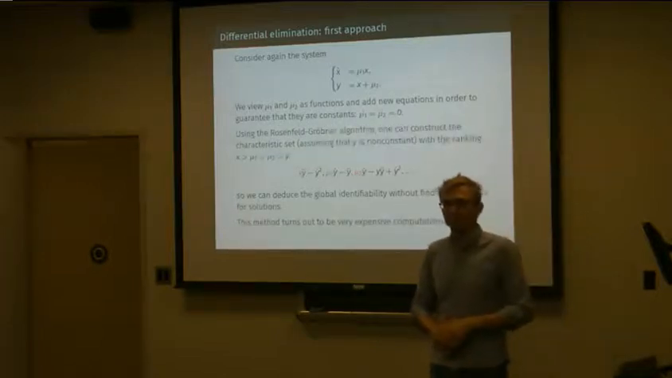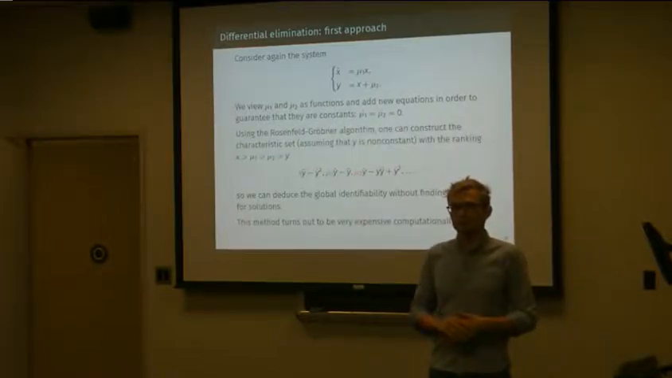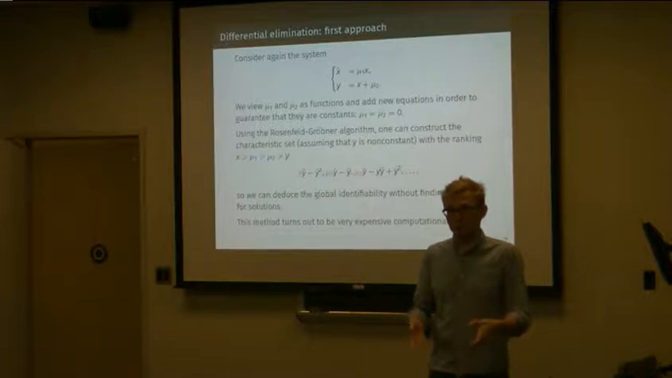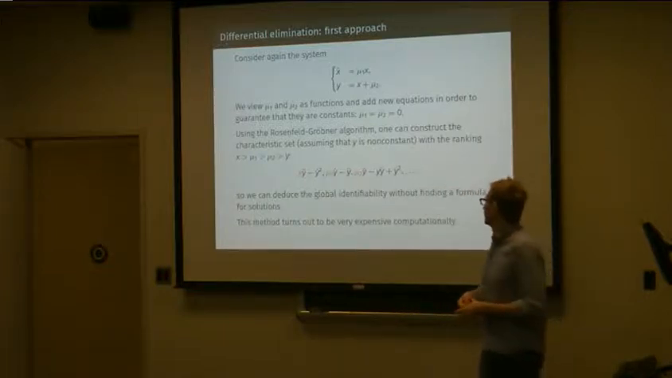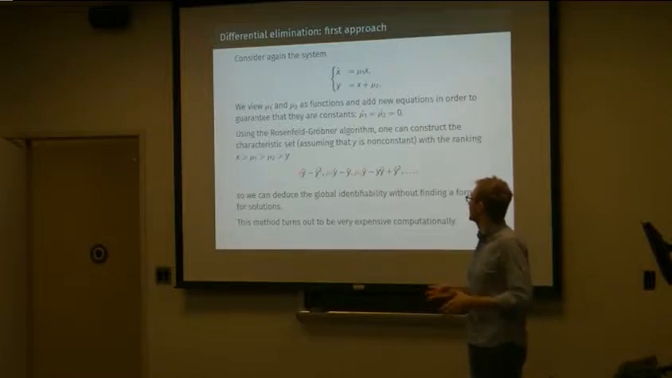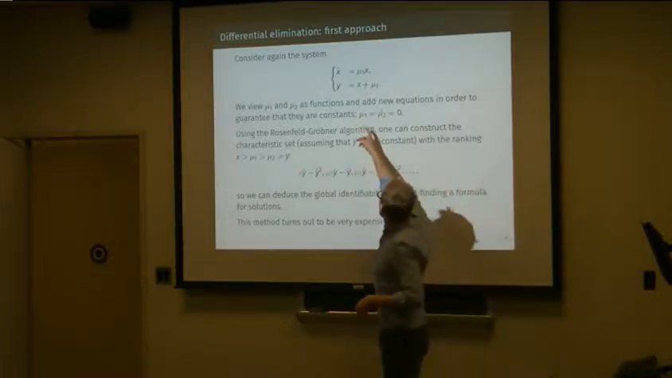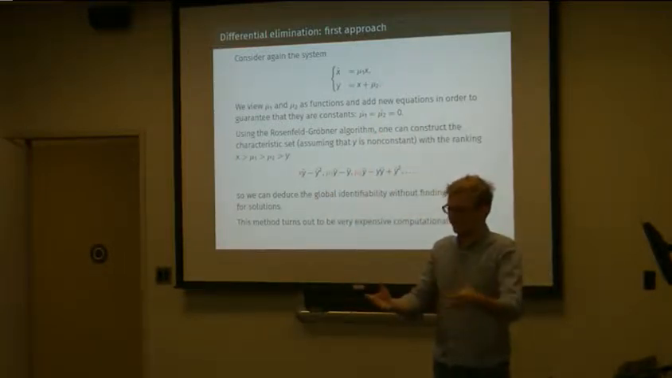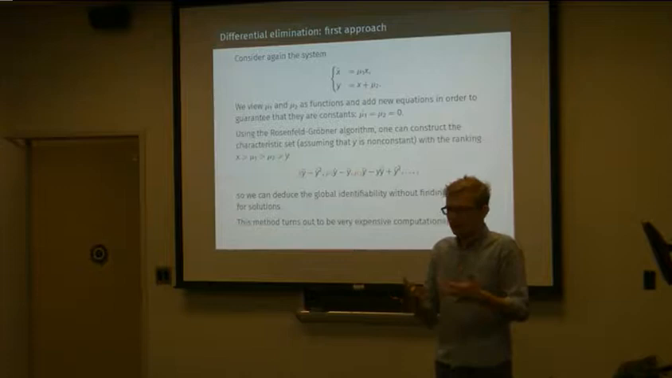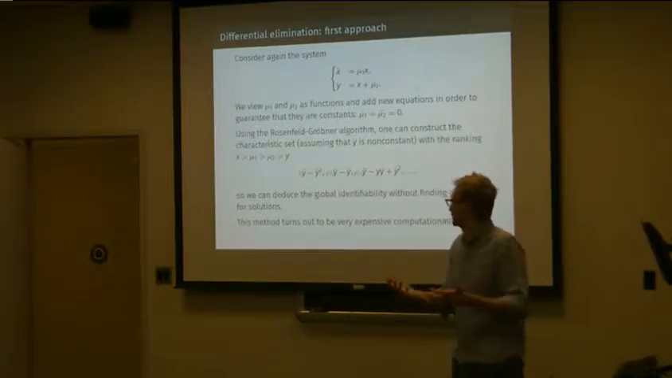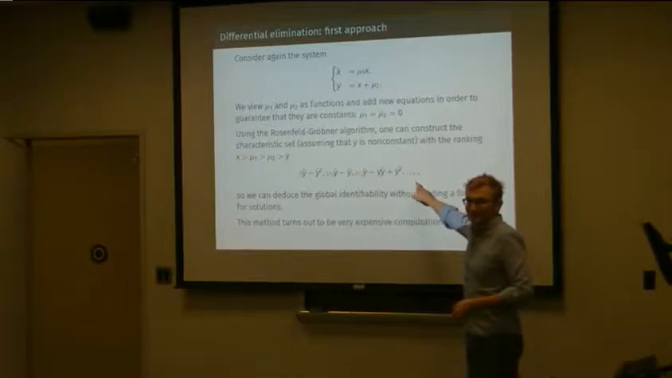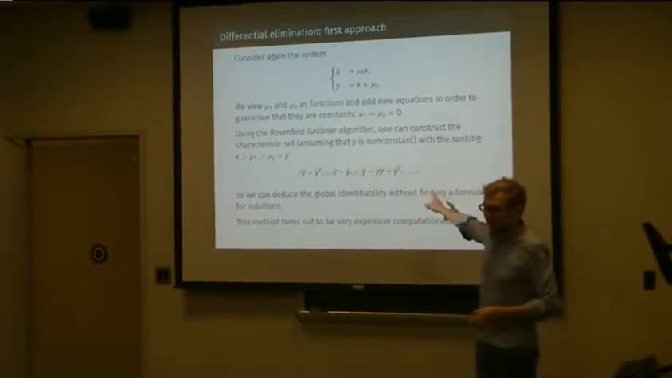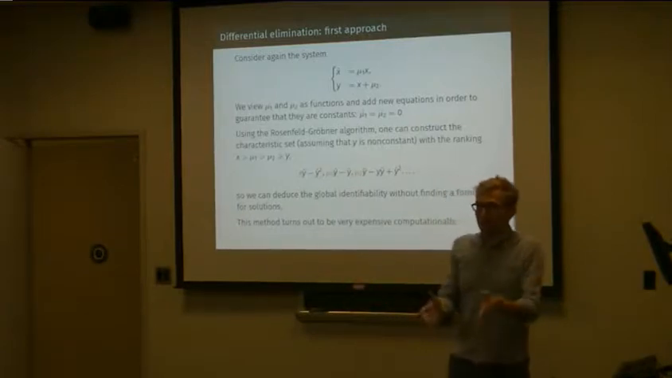By the way, to possibly explain why it could be slow. Yes, I will give some reasons right now. One reason why it's slow is that you enlarge the number of variables, so all your parameters are now variables. It's not very convenient for the Rosenfeld-Groebner algorithm at all. Another reason is that the Rosenfeld-Groebner algorithm actually computes much more than you really need, because I have this dot here. I will not use it, and this is the rest of the characteristic set, and it might be much larger than the part I will really use.